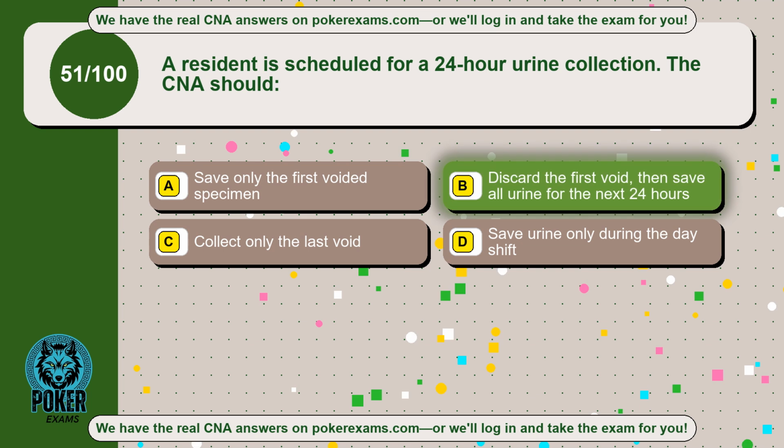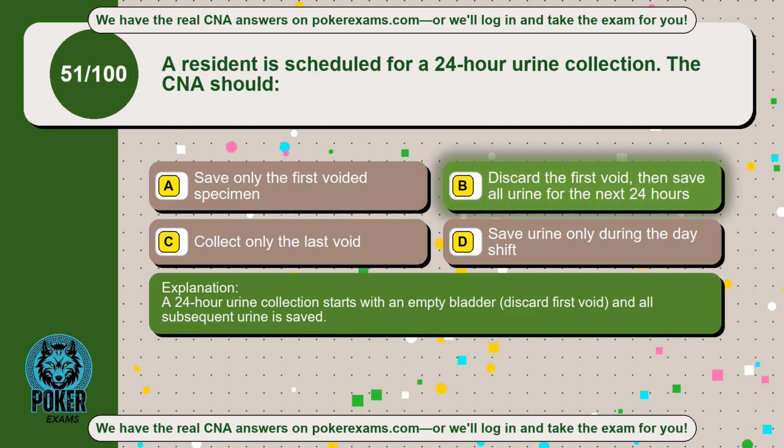The correct answer is Option B, discard the first void, then save all urine for the next 24 hours. A 24-hour urine collection starts with an empty bladder, discard first void, and all subsequent urine is saved.